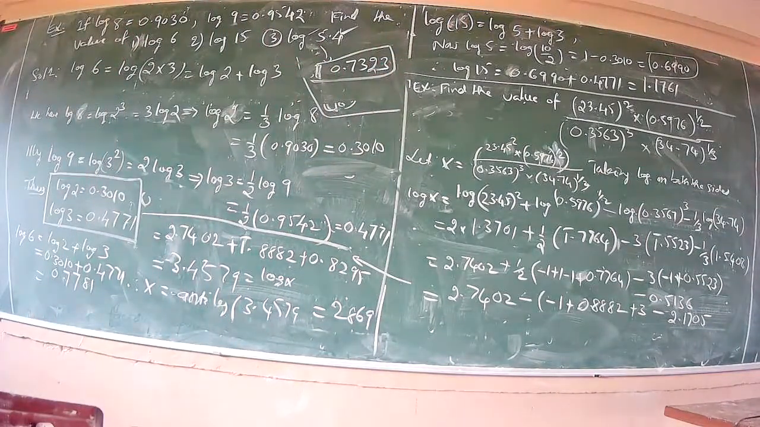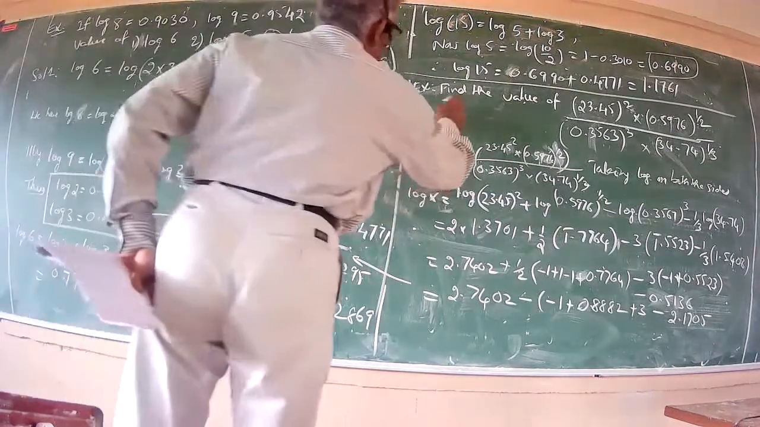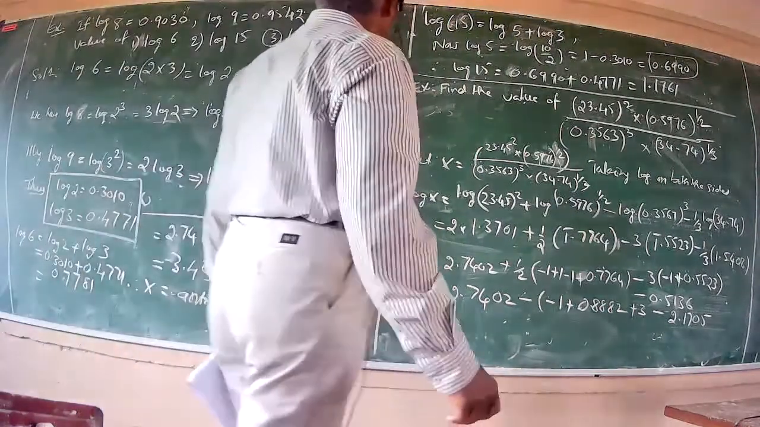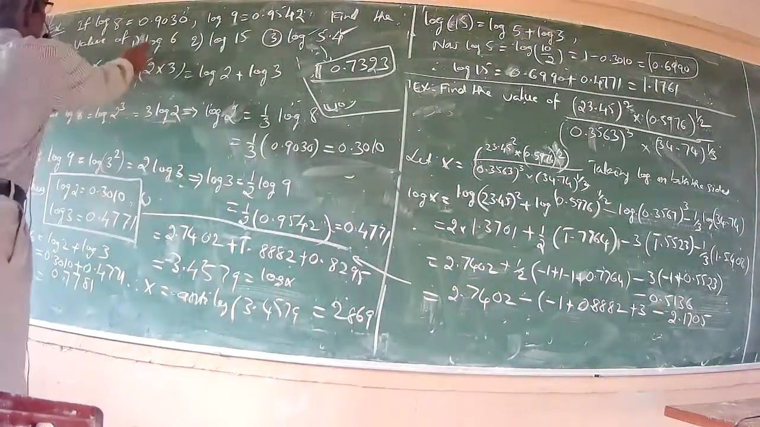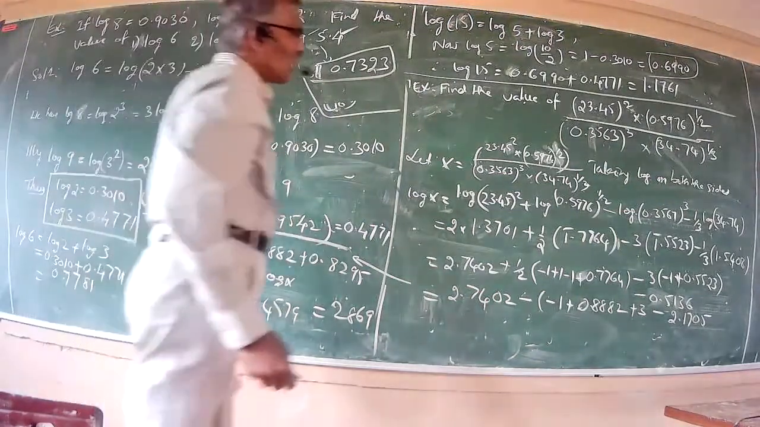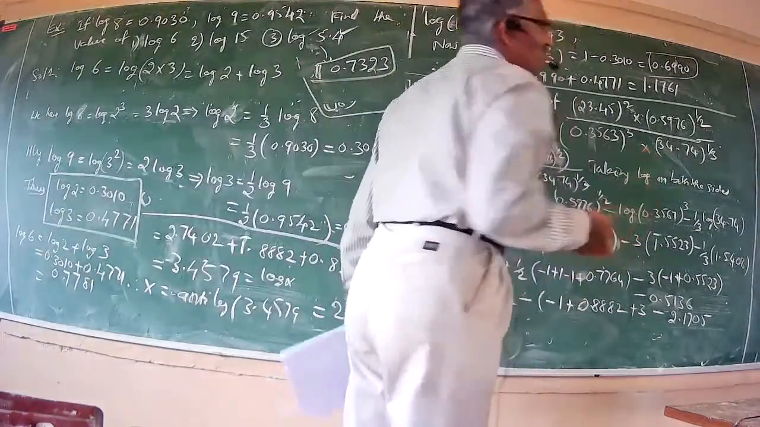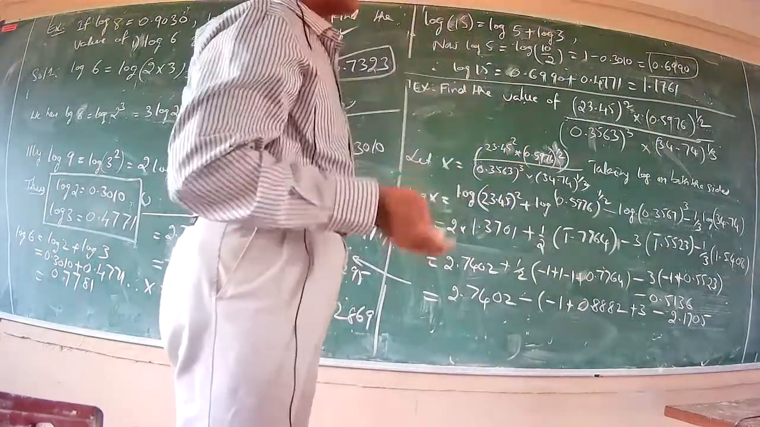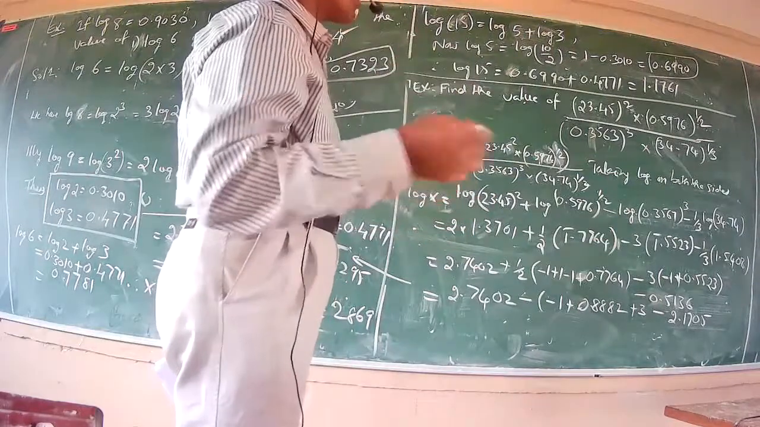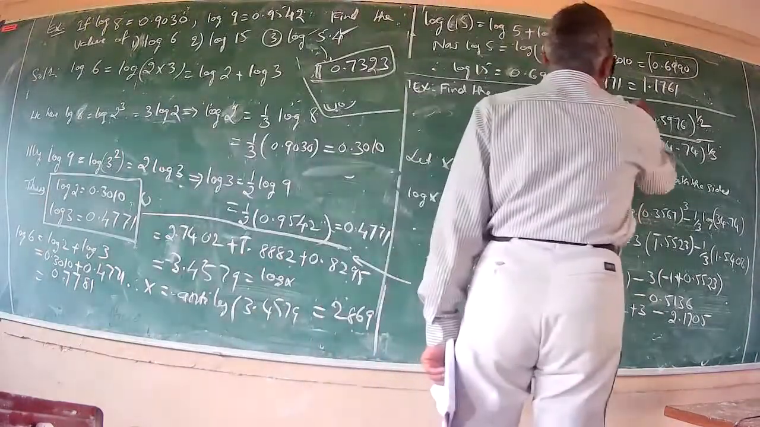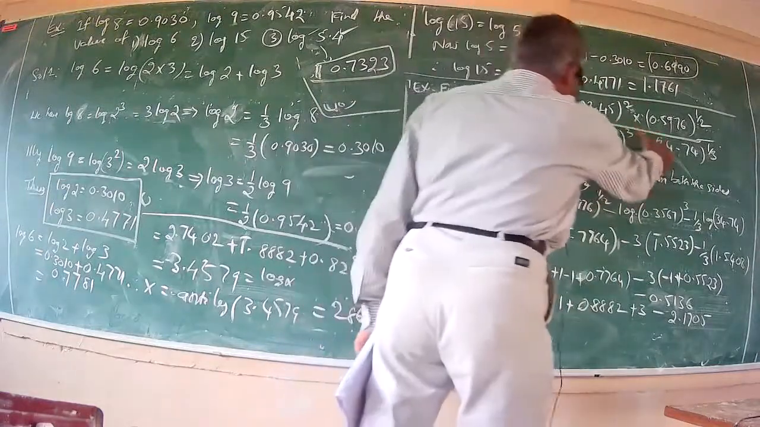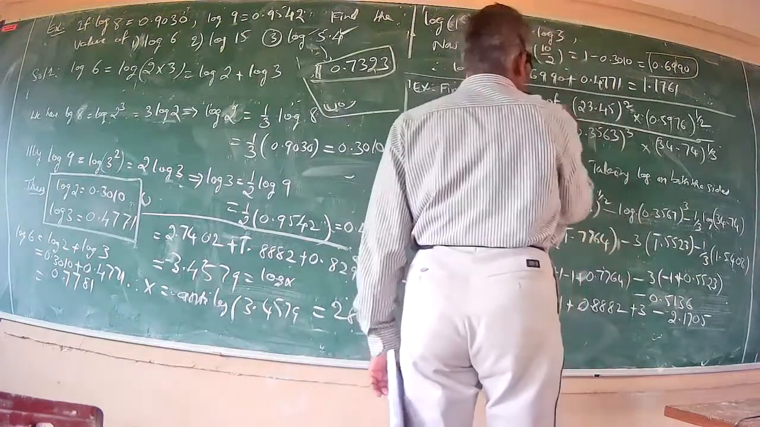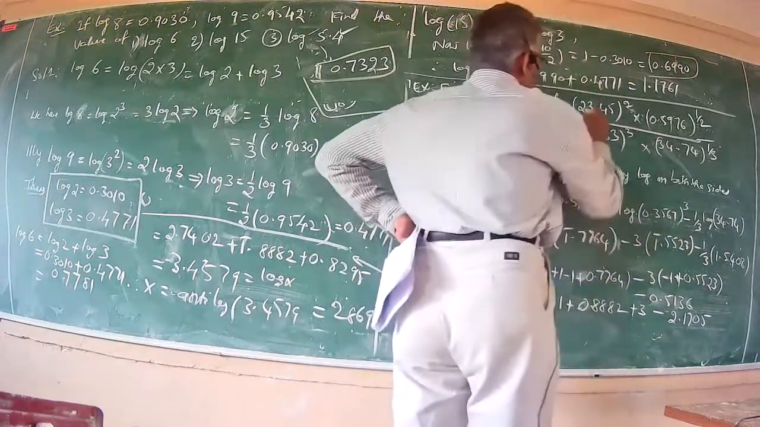Next is this. Now let us go further with a simple example. So far you have considered only single numbers. Now let us go to an actual real problem where logarithm is used. Logarithm is used to simplify complex mathematics, complex calculations. Complex calculation means this. So find the value of this by using the logarithm. This is a real example.